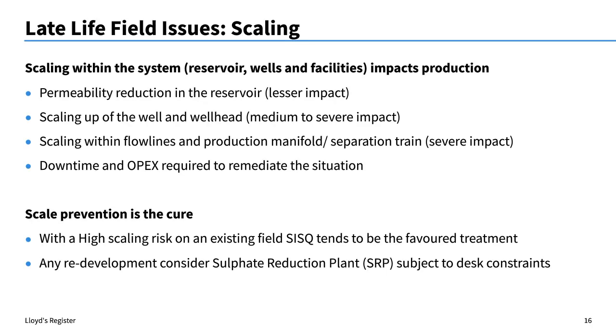Now, we have mentioned this before in the presentation, scale prevention is the cure. So if you can do it at the start, it can be a very effective means of dealing with the issues. In the North Sea, we have a field that's very scale prone. In that particular example of the Buzzard oil field that Nexen Petroleum run, they used a sulfate reduction plant from the start of field production, in essence taking the SO4 out of the chemical reaction and limiting the potential for scale.